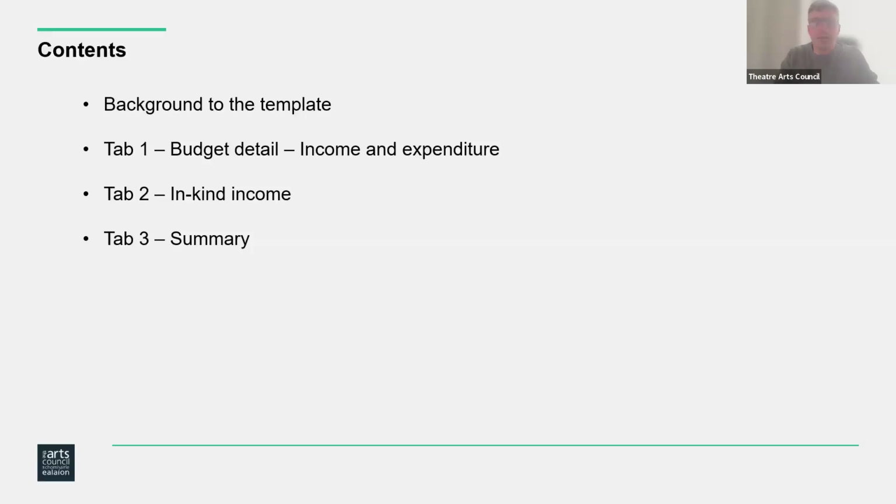Okay, so we're going to talk about the background to the template. We're going to talk about the three tabs that make up the template. That's budget detail, in-kind, income, and the summary.